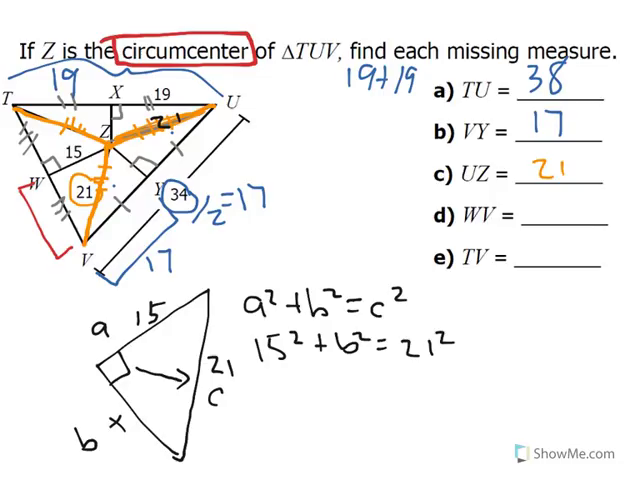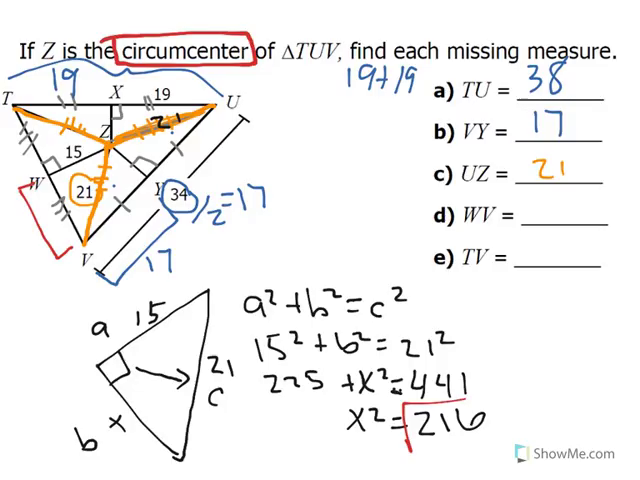And then evaluate. Solve for x squared. And then take the square root. So once you take the square root, we should get x to equal 14.7. So WV will be 14.7.